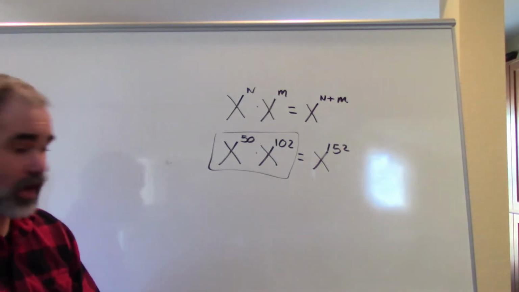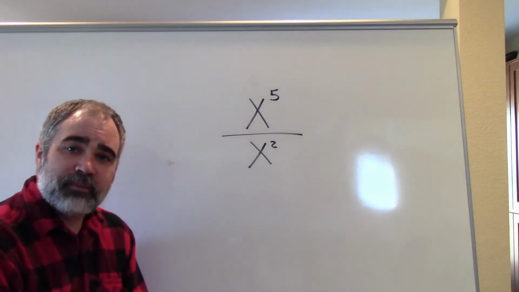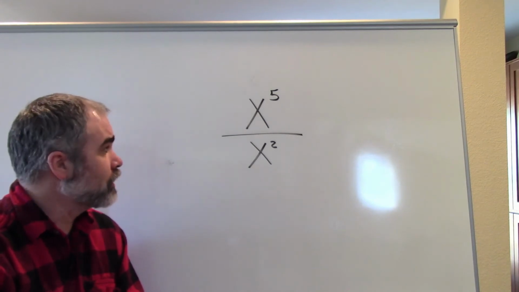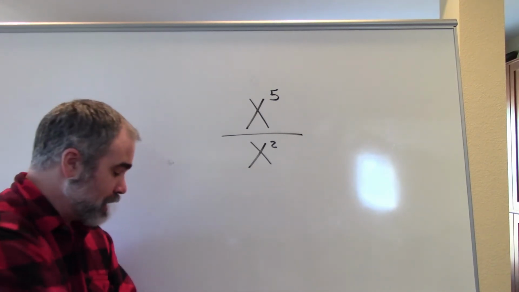Let's take a look at another operation. X to the 5th divided by x squared. Again, don't think about this as a fraction. Think about it as a division problem, and it makes it a lot easier. X to the 5th power. Let's go ahead and rewrite that. That helped us with our last kind of problem.